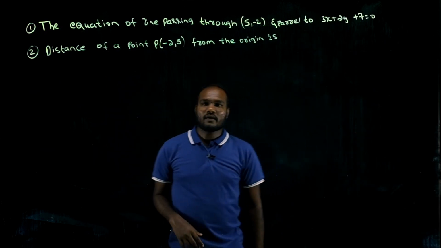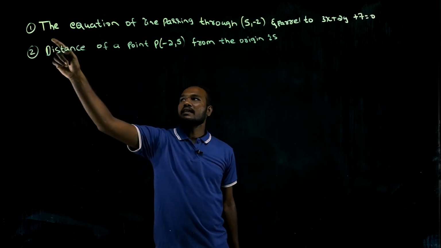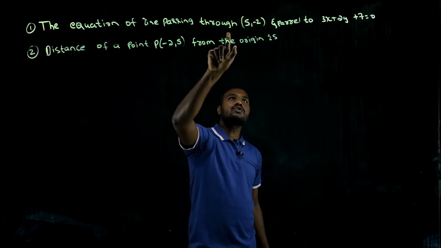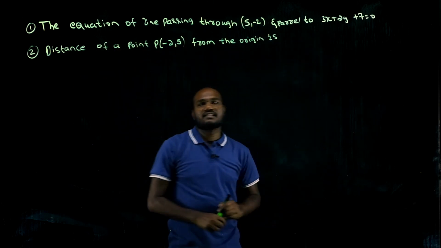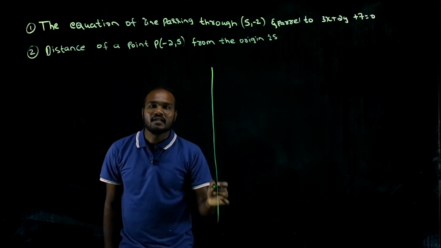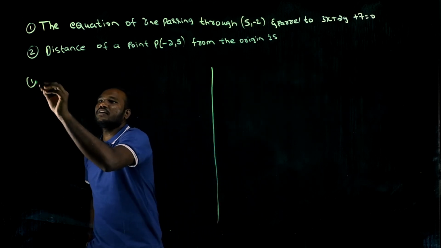Okay, let's move into the next question. The equation of a line passing through the point and parallel to the given line. To find an equation of a line, we need two things. Let's solve the first question here and the second here.